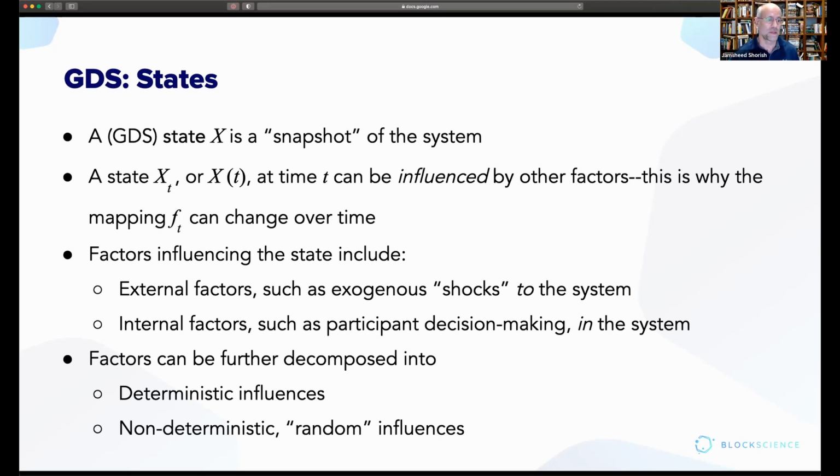For example, external factors such as exogenous shocks that happen to the system, or internal factors such as participation decision-making that's happening within the system. And once you have that delineation, you can also decide whether or not those are deterministic, that you know what kind of factors are coming in, or non-deterministic, as the word shock is meant to infer this notion that the external factors are things you don't necessarily know, although you may have a data generating process or a random generation distribution that you have as a likely candidate.